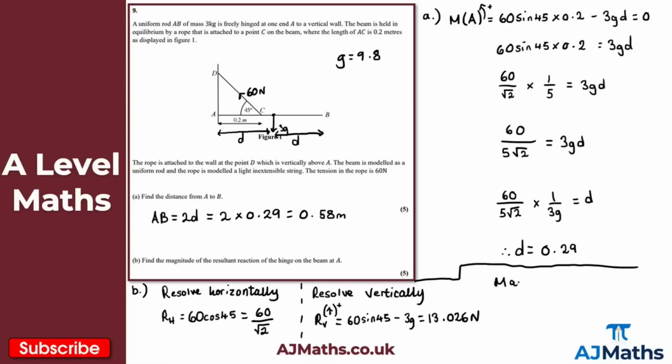So for the magnitude, we just apply Pythagoras. We take the square root of this squared plus this squared. That's 60 over the square root of 2, in a bracket, squared, plus 13.026 all squared. Put all this into your calculator, making sure you do 60 over the square root of 2 squared plus 13.026 squared, then take the square root. I'm going to quickly do that to make sure I get the same.